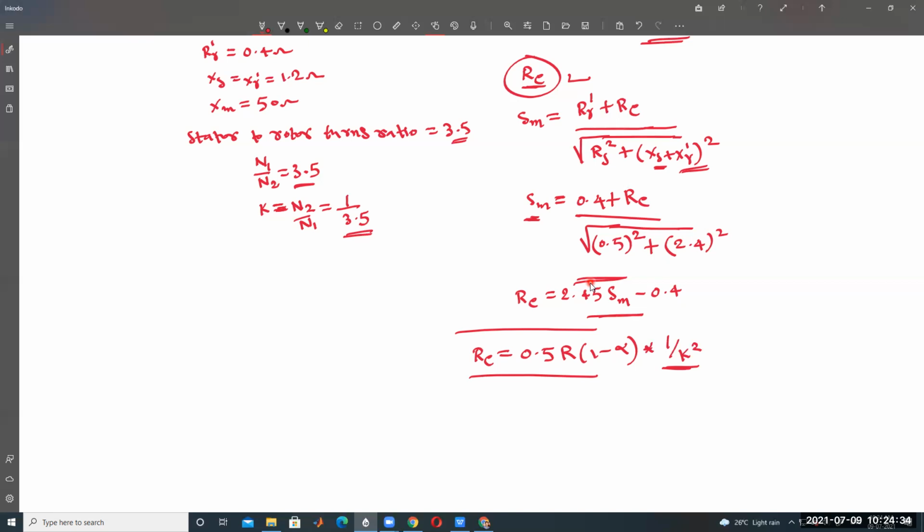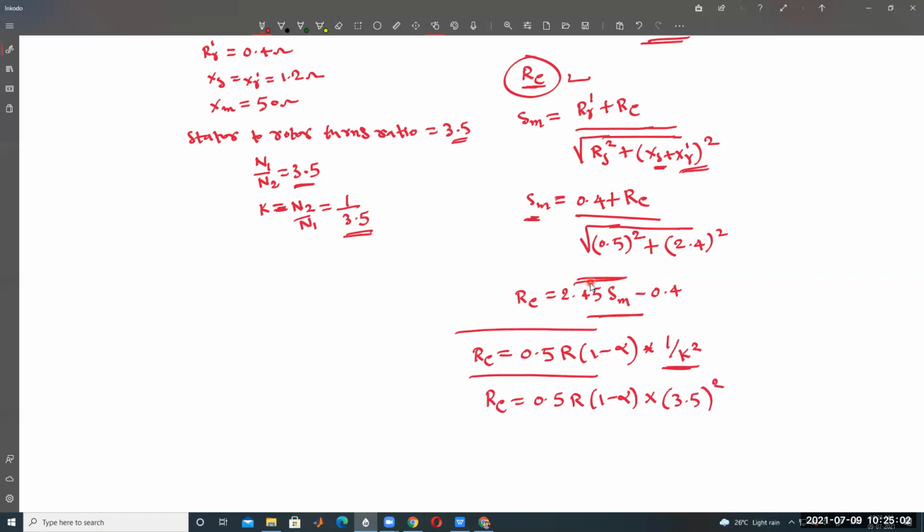Okay. So what is Re? Re is equal to 0.5 into R into 1 minus alpha into 1 by k square. K is how much here? 1 by 3.5, that means into 3.5 into 3.5.